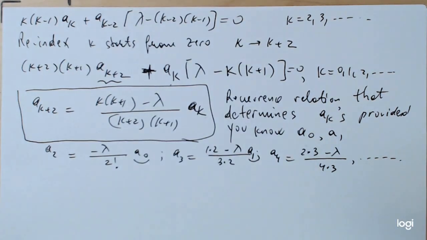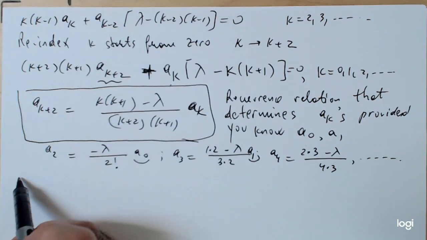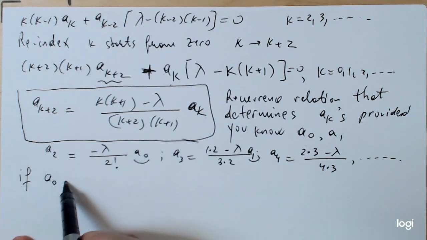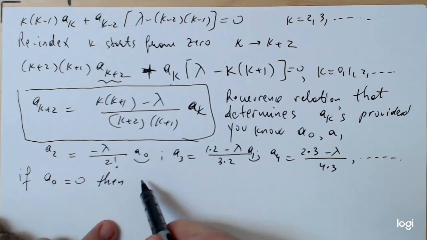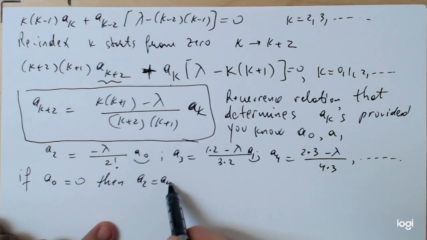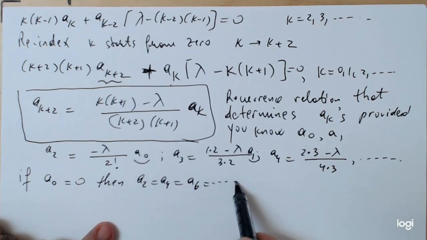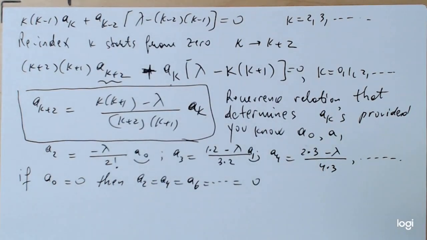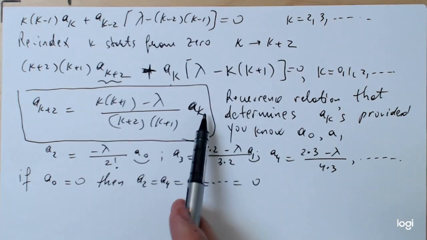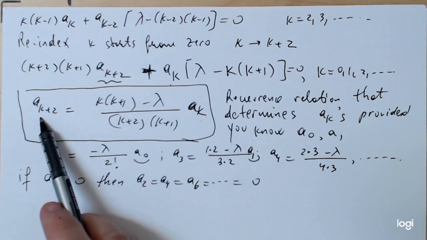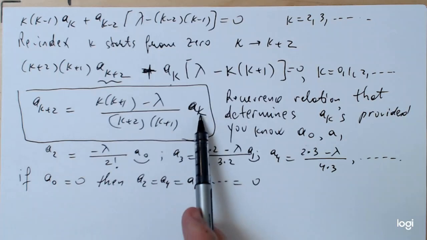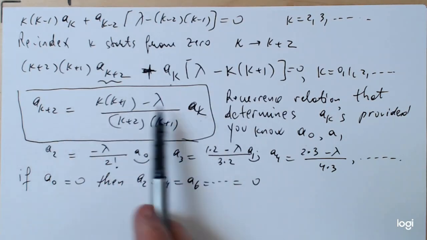Okay, one remark I want to make here: notice that if a_0 is equal to 0, then all the even indexes, a_2, a_4, a_6, and so on, are going to be equal to 0. Again, it's very easy to see why that's the case. If I start with a_0, put k equals 0, if a_0 is equal to 0, that means a_2 is equal to 0. When you plug a_2 here and make it 0, that means a_4 equals 0, and so on and so forth.